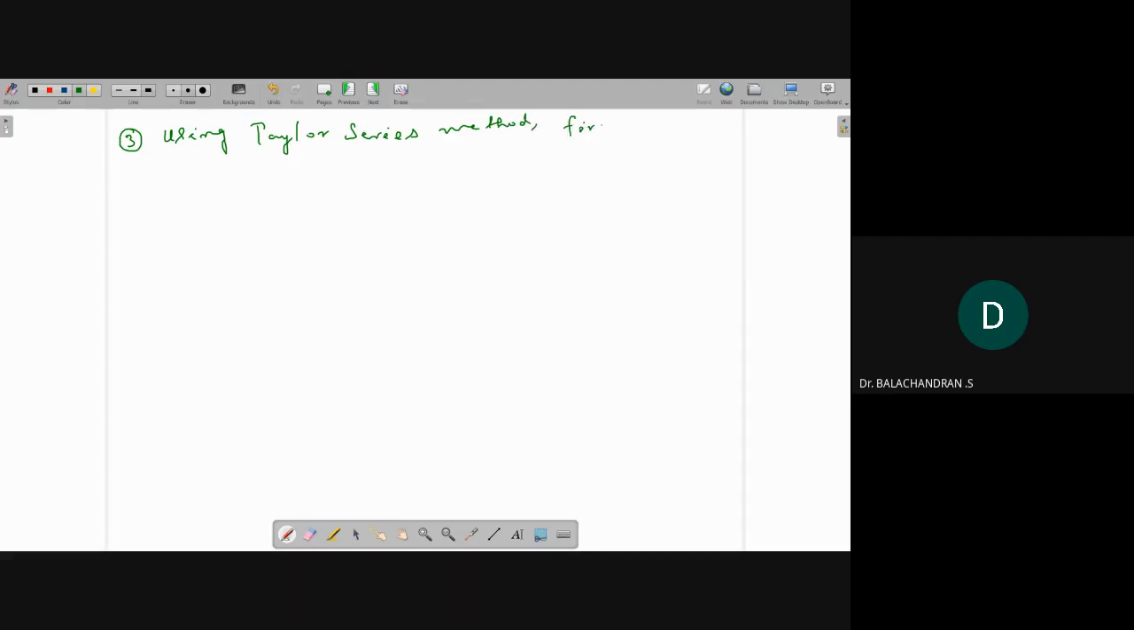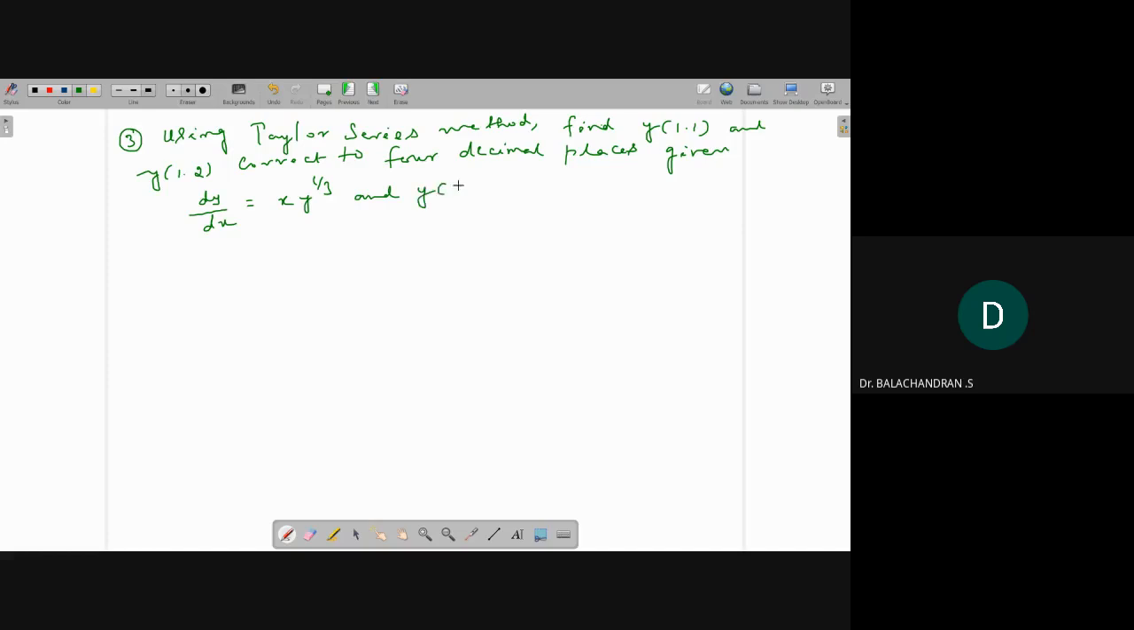find y of 1.1 and y of 1.2, correct to four decimal places, given dy by dx equal to x into y power 1 by 3 and y of 1 equal to 1.